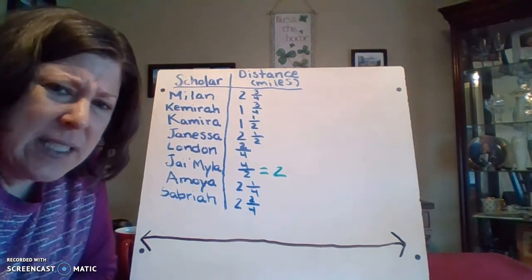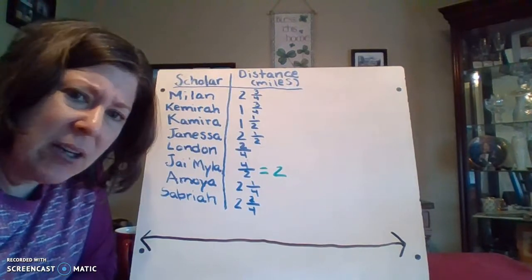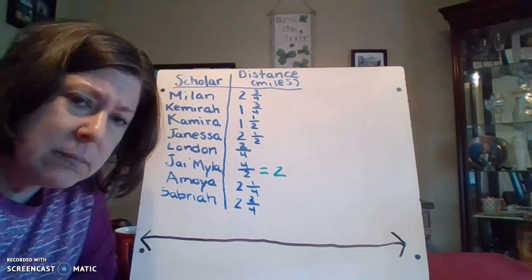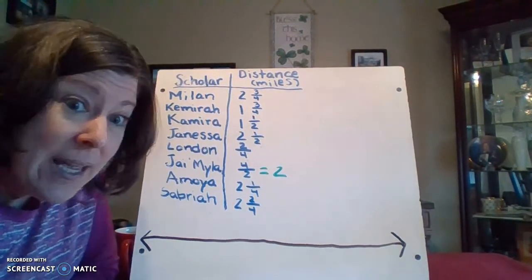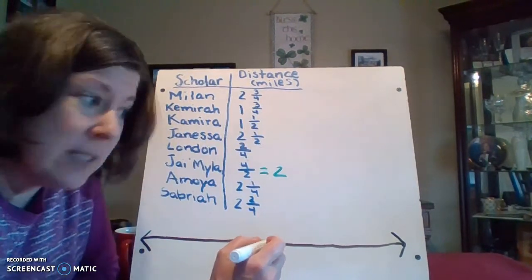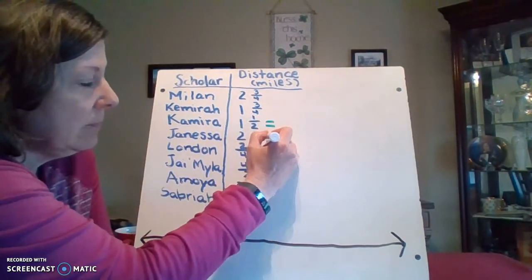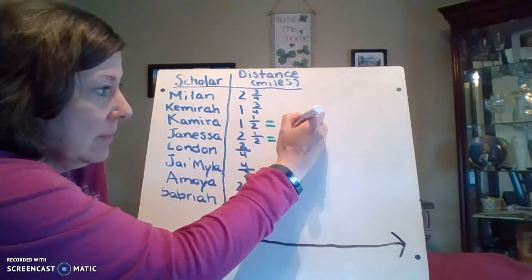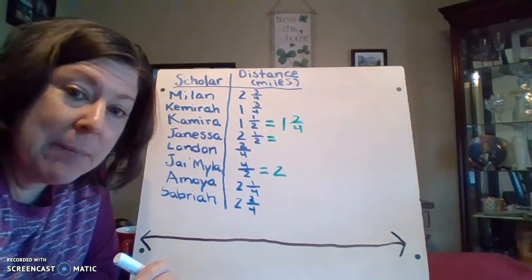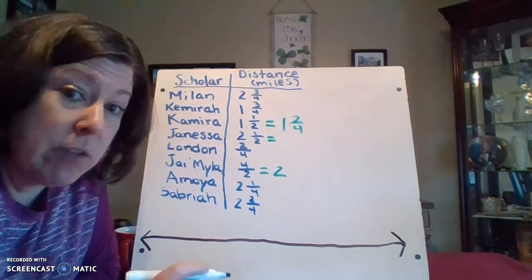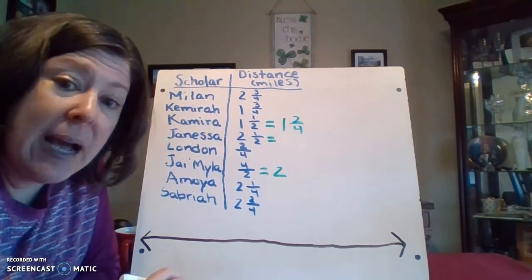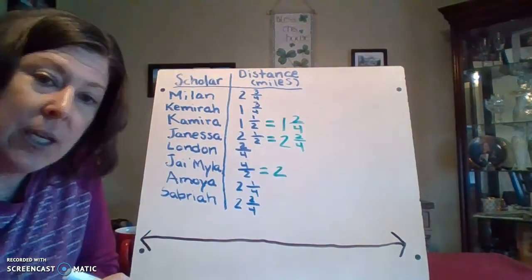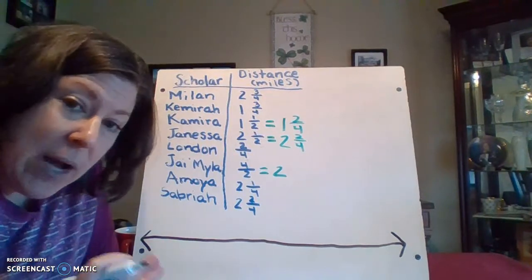Another thing I notice is that I have different units here. I have fourths and I have halves. So what do you think I should do with those halves? Hopefully you said convert them into fourths. I know that 1.5 is the same as 1 2/4. I'm using my knowledge of equivalent fractions. I know that 2.5 is equal to 2 2/4. So now I have the same units.